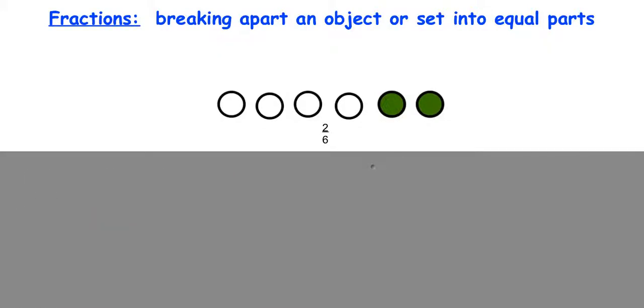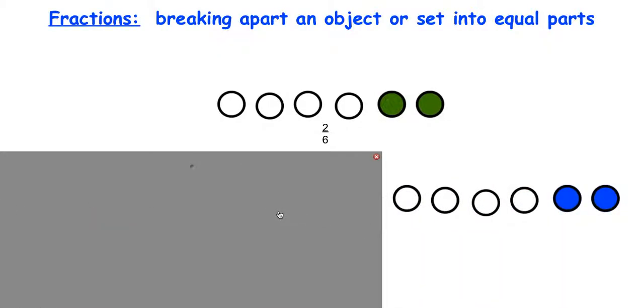So now I want to show it to you in a different way. So I've got the same 6 objects, 1, 2, 3, 4, 5, 6, which looks the same as it does up here. 2 of those 6 are filled in. However, I'm going to take this set and I'm going to break it apart into 3 groups. Well, I know that 6 divided into 3 equal groups gives me 2 in each group.